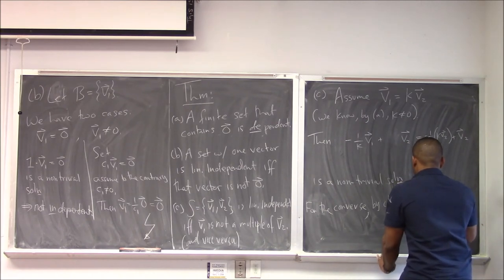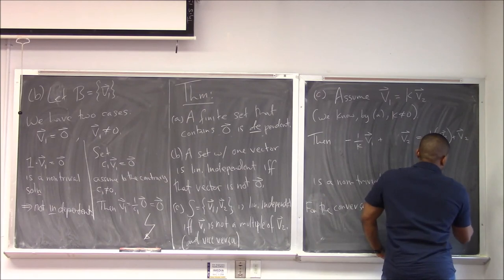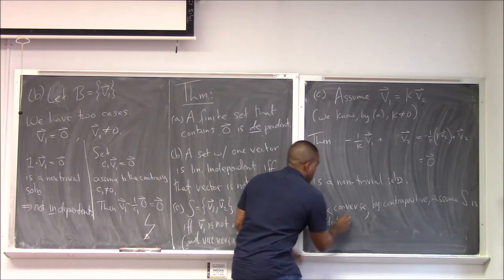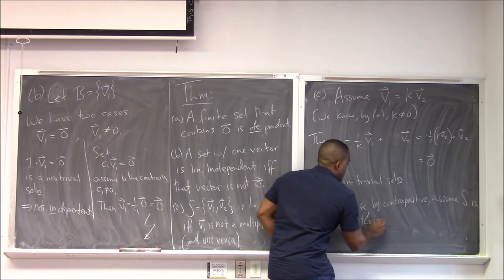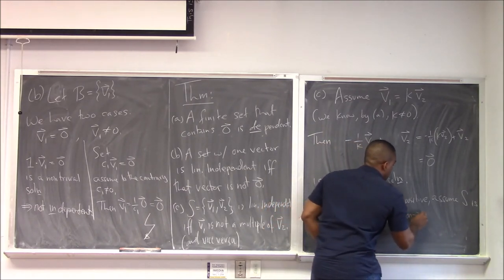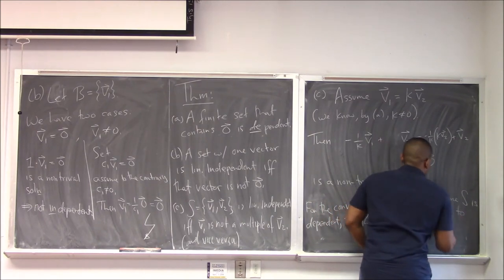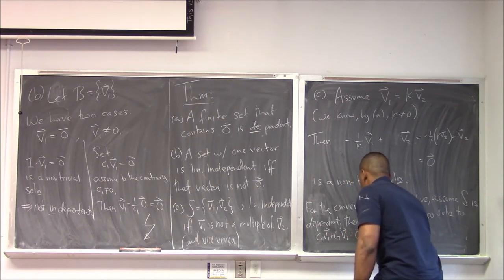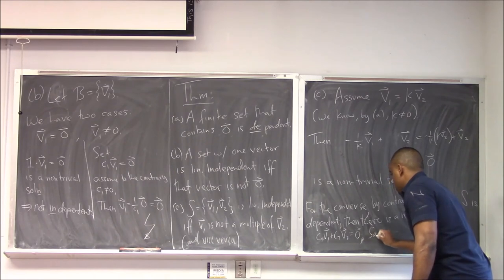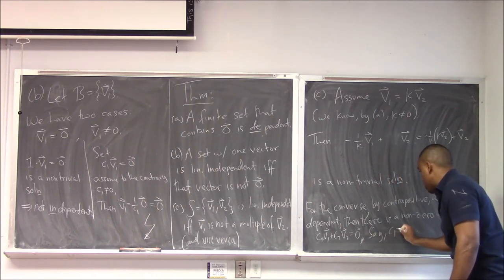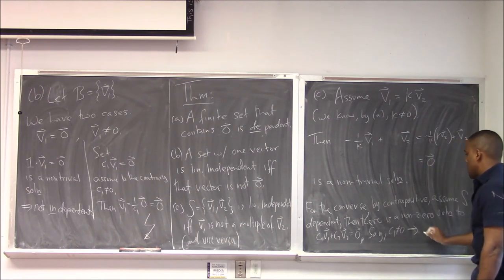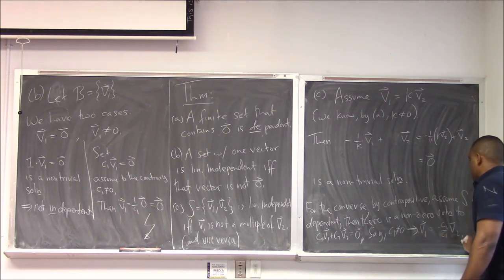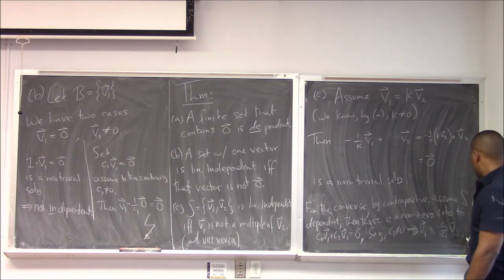By the contrapositive, assume S is dependent. Then there is a non-zero solution to C1V1 plus C2V2 equals the zero vector. Without loss of generality, C1 is not zero, then I can write V1 as minus C2 over C1 times V2. And so I get that it is a multiple. And this ends it.